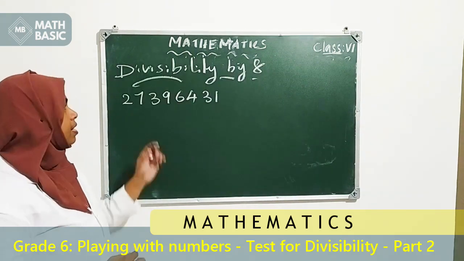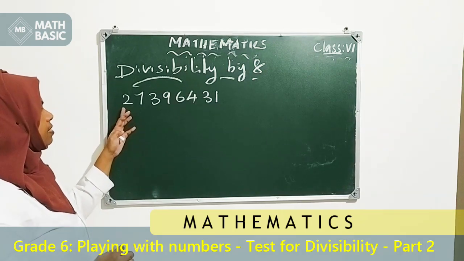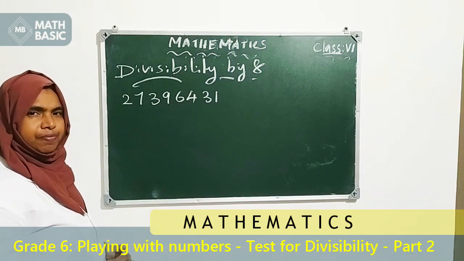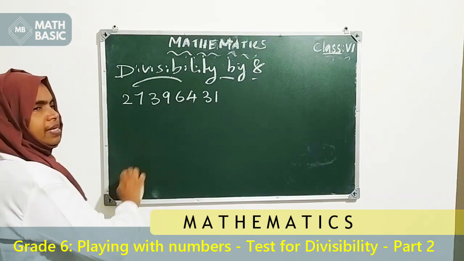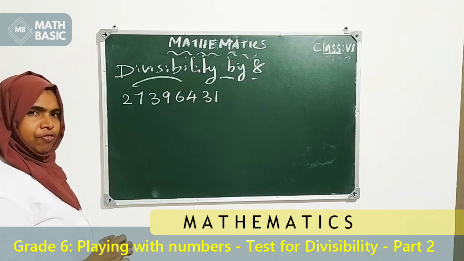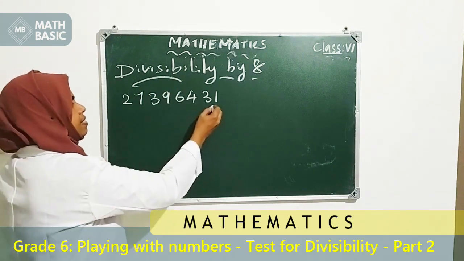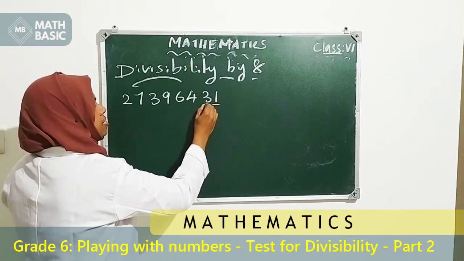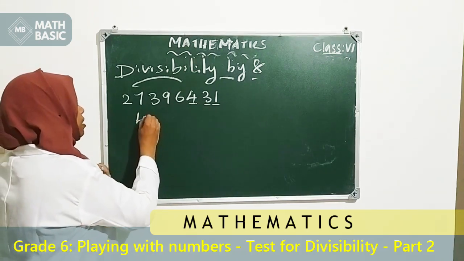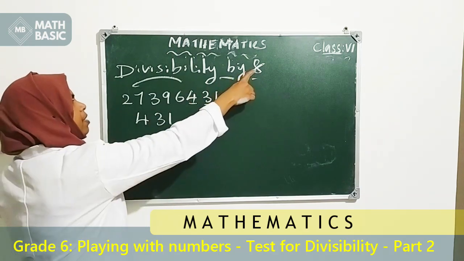Okay. Next, divisibility by 8. Check this number. This is an 8-digit number: 1, 2, 3, 4, 5, 6, 7, 8. Check whether the number is divisible by 8 or not. Like divisibility by 4, how can we do it? Take the 3 places: ones, tens, hundreds. The number is 431.